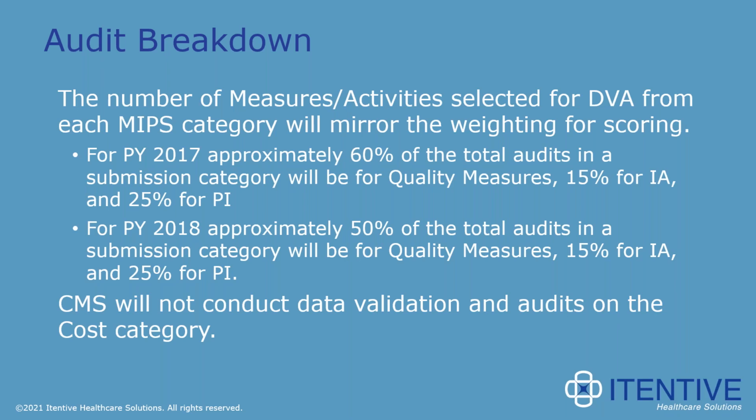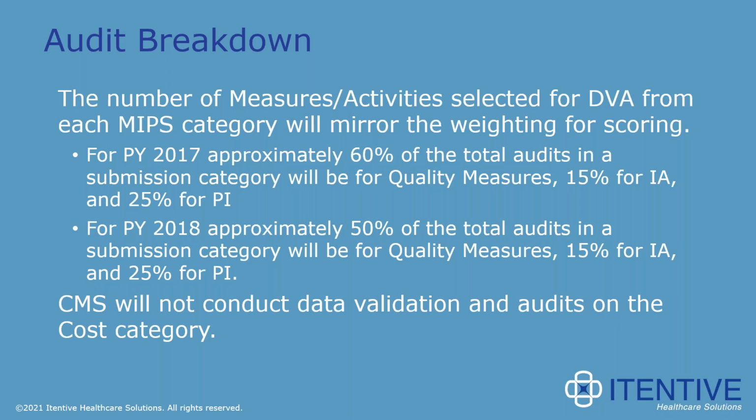So you can see improvement activities have the lowest chance for an audit, then PI, and then quality. Again, this is going to change as quality becomes a lower weight over time. It'll eventually even out to almost every category being pretty equal chances of an audit. But pay attention which category you're selected for, and you could be selected for quality in 2017 and maybe improvement activities in 2018. There's no rules against that.